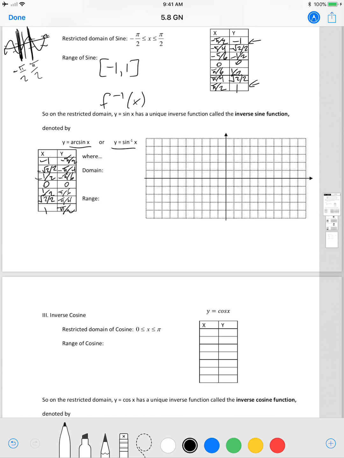So if I switch x and y, that also means my domain and range have flipped. So the domain of the inverse sine function is going to be the range of the restricted sine function, and vice versa.